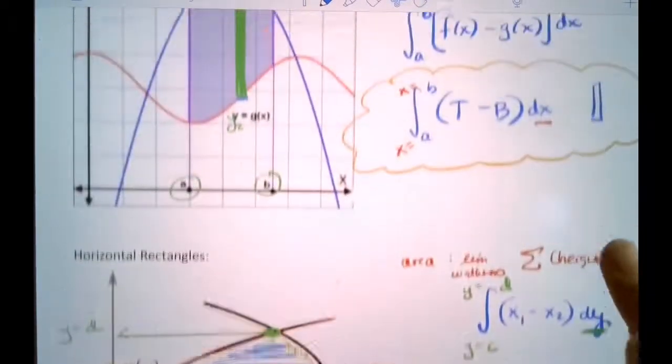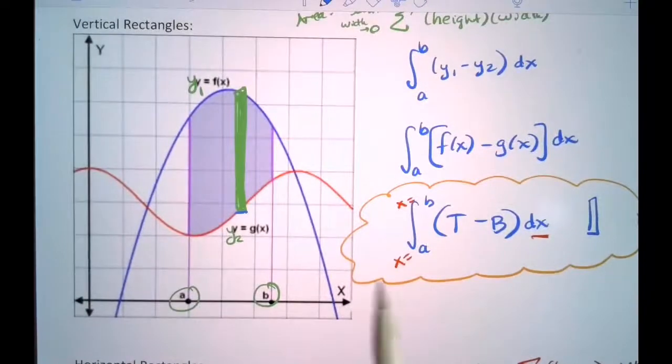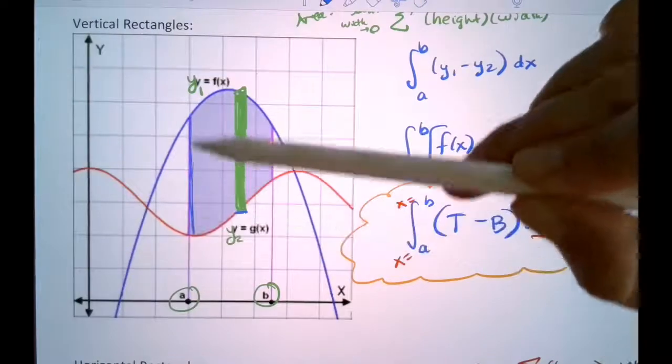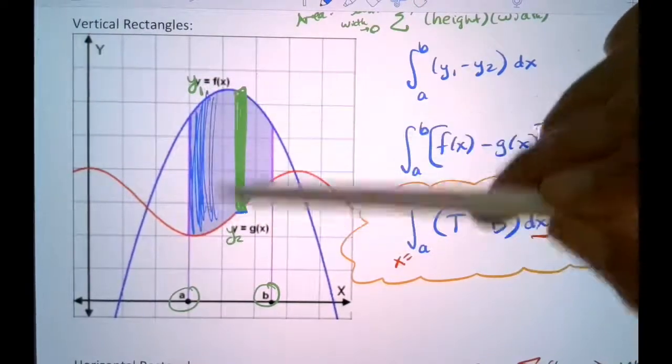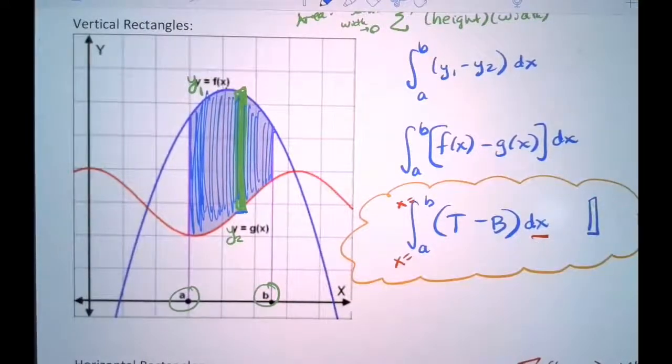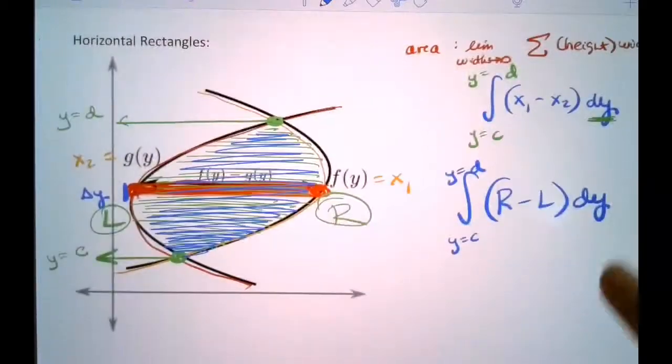Okay, just like over here in the vertical presentation, if you start at x equals a with these vertical rectangles, you start with a rectangle at a, and you keep doing all of these rectangles all the way through the shaded region until you stop at x equals b. Okay, so these are the two versions I want you to know for area.